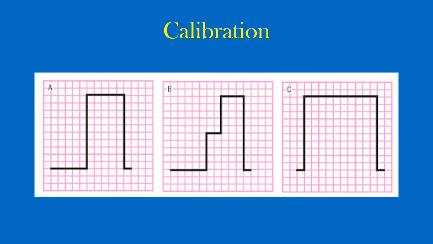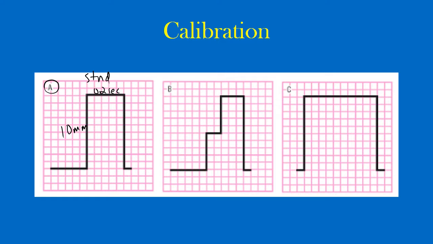Another thing to consider is the calibration of the EKG strip. At the beginning or end of an EKG strip, you will often see a step-like structure. This is the calibration box. It indicates the standard that should be used to interpret that EKG. The calibration box that we see in A is considered our standard. Note, it is 10 millimeters high and 0.2 seconds wide.